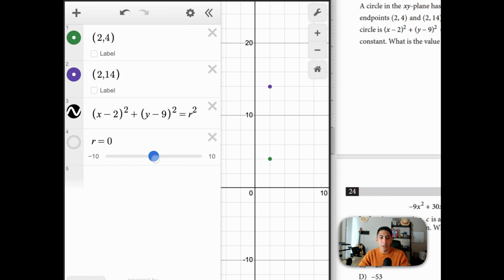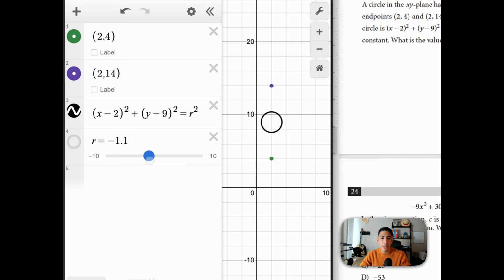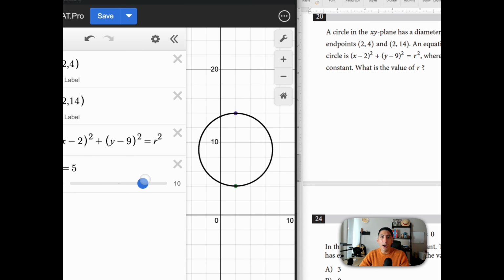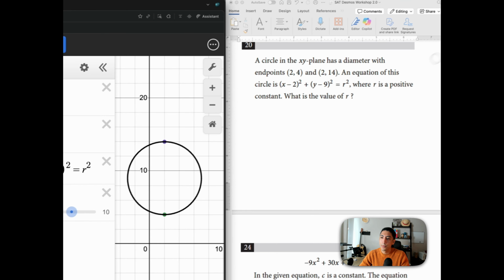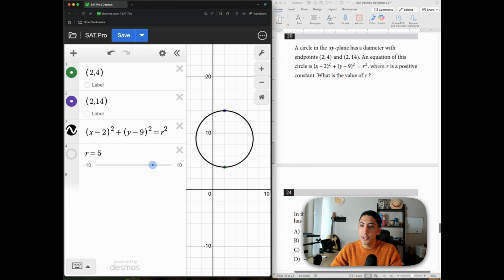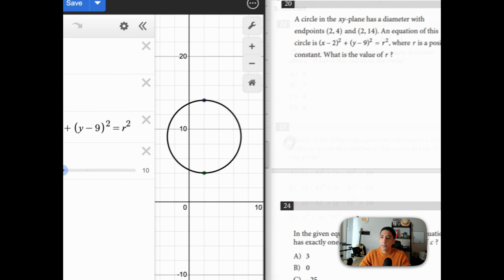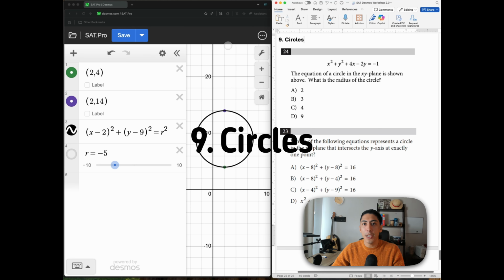Take a look what happens. I can play around with the radius, and I see I get a radius of 5. That's the correct answer here. I know r is positive, so I'm not going to use negative 5 here, which would also be a correct value technically. But now while we're on the subject of circles, let's go ahead and tackle the hard circle questions that you might see.